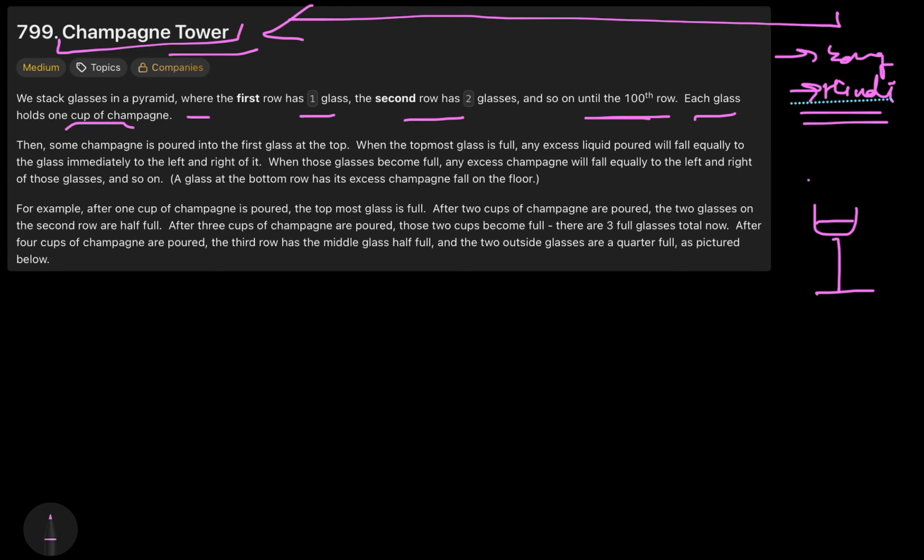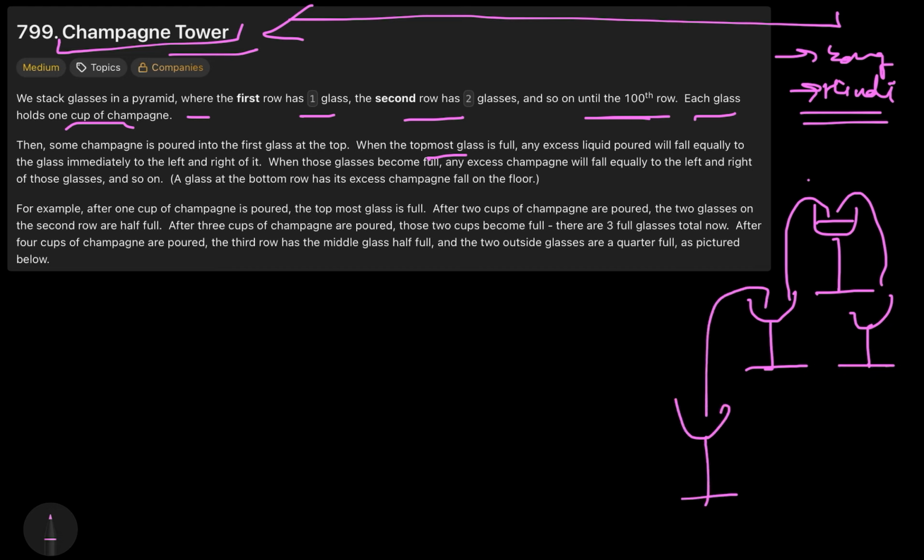Then some champagne is poured into the first glass at the top. When the topmost glass is full, any excess liquid will fall equally into the left and right glasses. So the excess will fall to its left and its right. Here we'll have three.